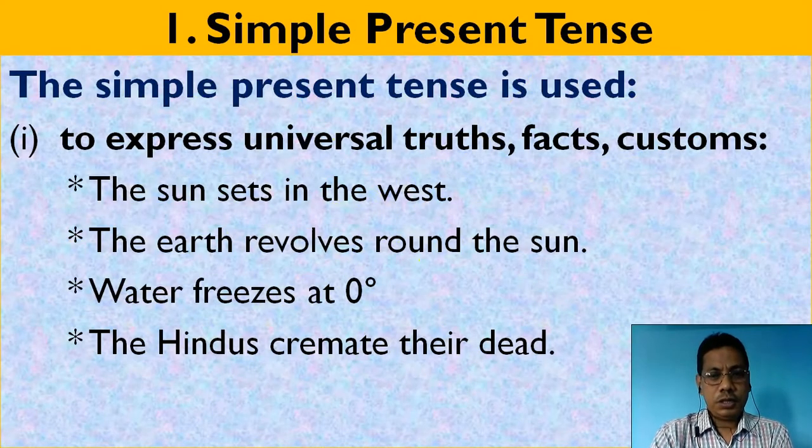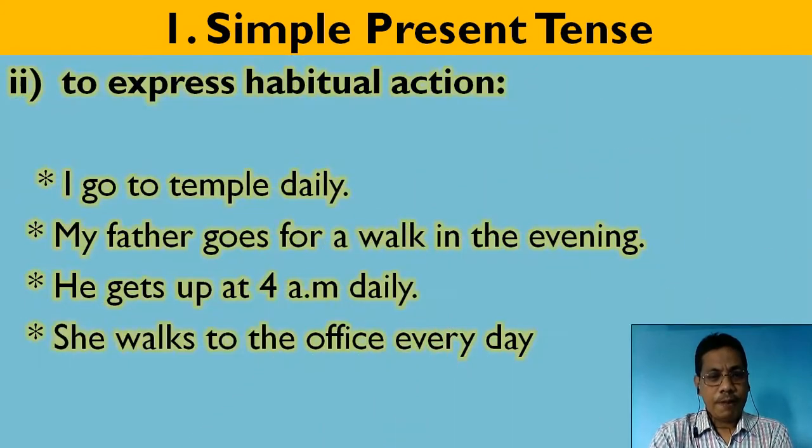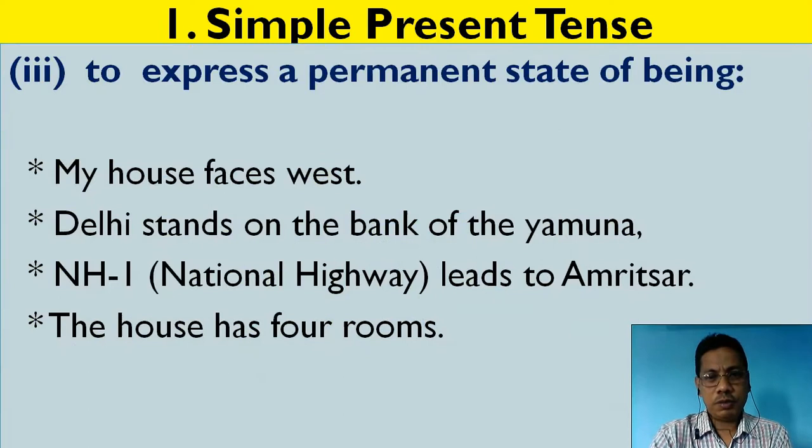The simple present tense is used to express universal truths, facts, or customs. For example, the sun sets in the west, the earth revolves around the sun. The Hindus cremate their dead. It is also used to express habitual actions, like I go to temple daily, my father goes for a walk in the evening. It is also used to express a permanent state of being, like my house faces west. Delhi stands on the bank of the river Yamuna.